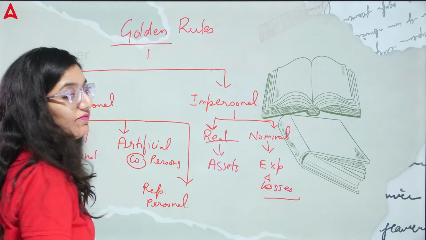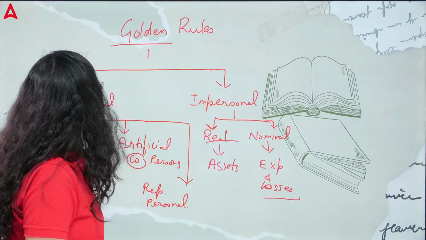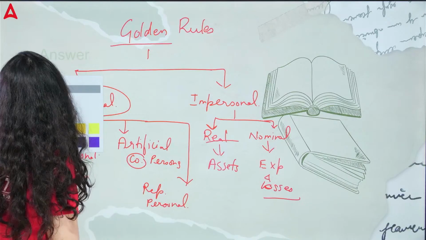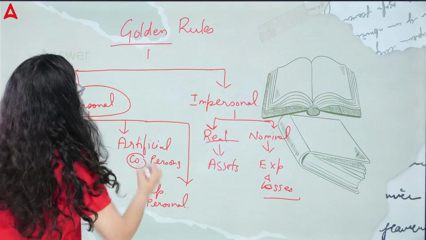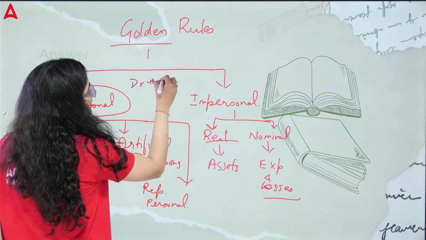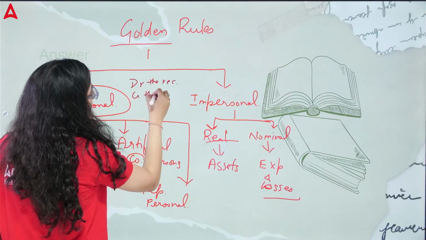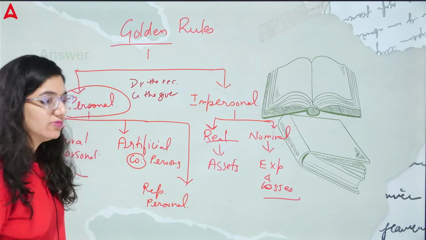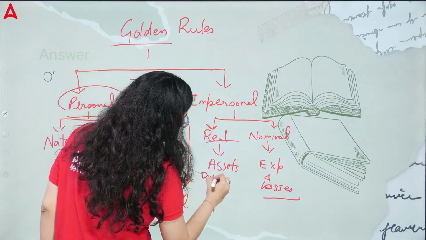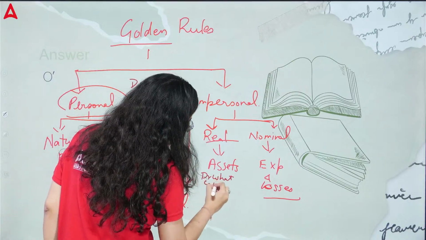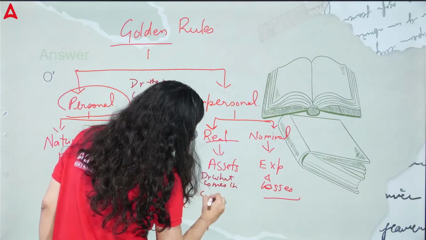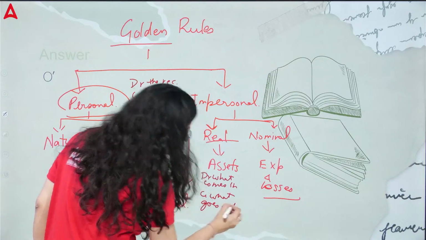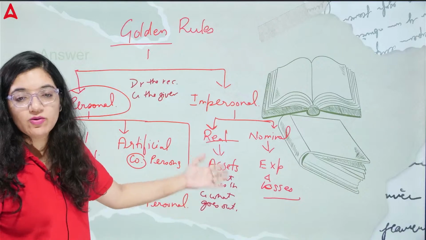When we talk about these, in personal account, debit the receiver, credit the giver. Writing it here only. Debit the receiver, credit the giver. In terms of impersonal account, it would turn out to be debit what comes in. This kind of question was also asked. Credit what goes out. So one particular question from the nature and one particular question based upon the golden rules. What comes in and what goes out.